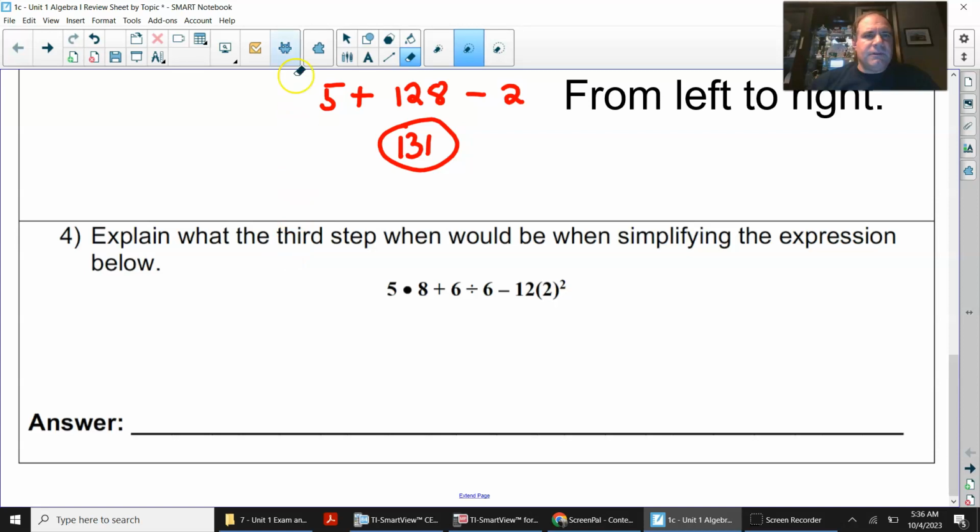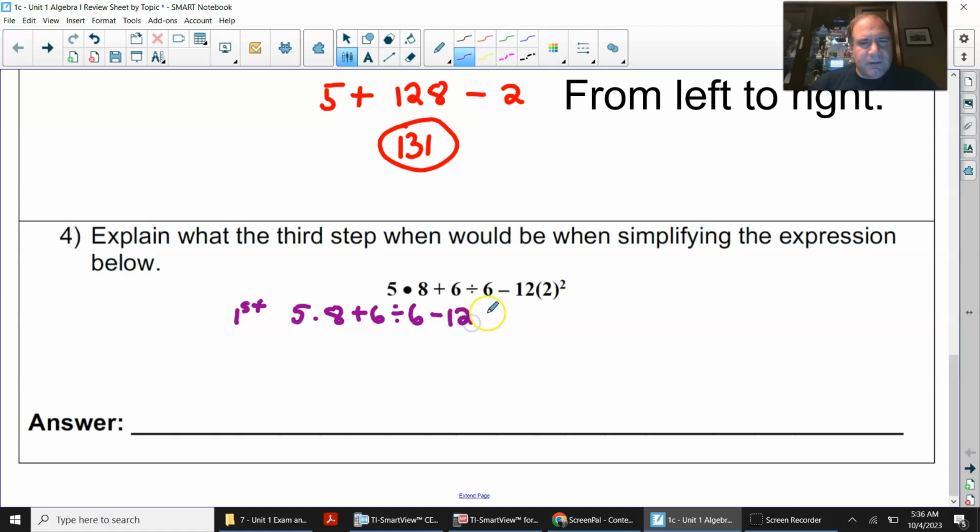All right, number 4. It says explain what the third step would be. So we're going to number them as we go. The first thing that I am going to take care of is the exponent. So I'm going to put this as the first step. And I'm going to do 5 times 8 plus 6 divided by 6 minus 12 times 4, so I got rid of the exponents there.